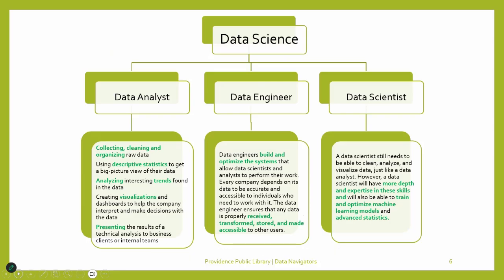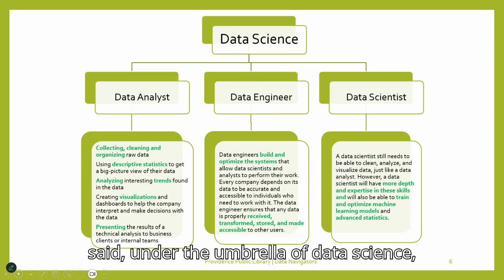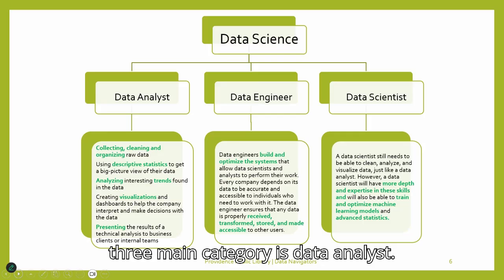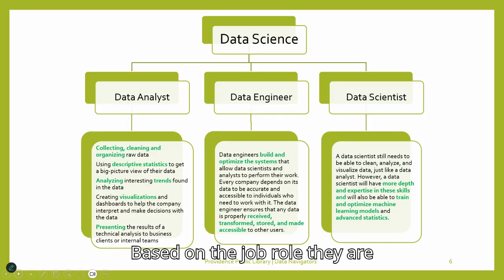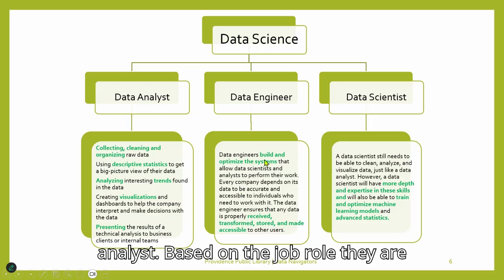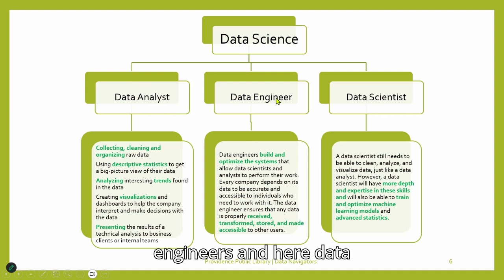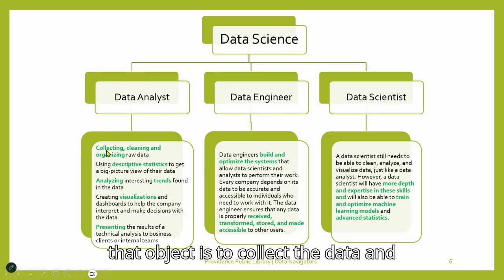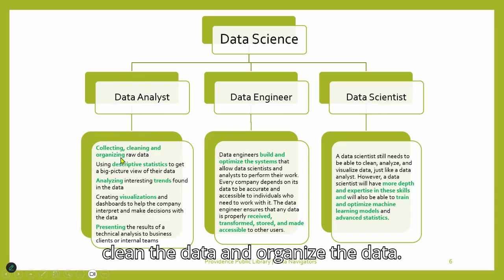All right, let's begin with data science. As I said, under the umbrella of data science, there are various broad categories. Three main categories: data analyst, data engineer, and data scientist, based on the job role they are performing. Basically, the role of a data analyst is, once they get the raw data, their objective is to collect the data, clean the data, and organize the data.